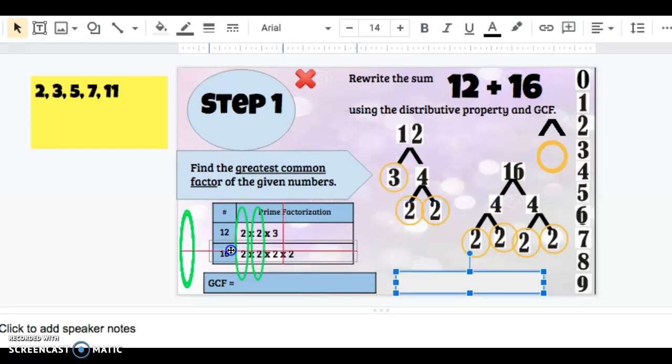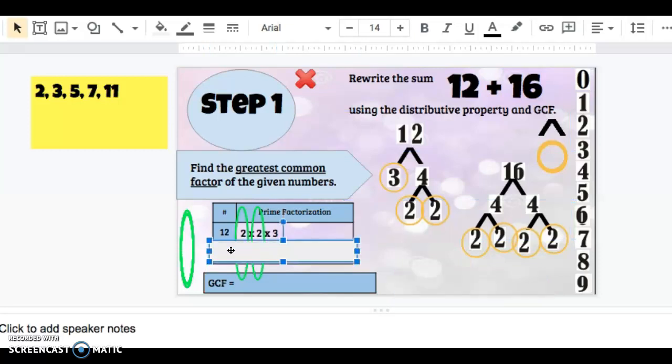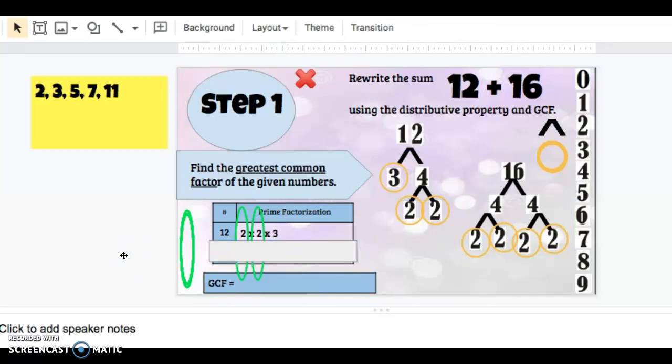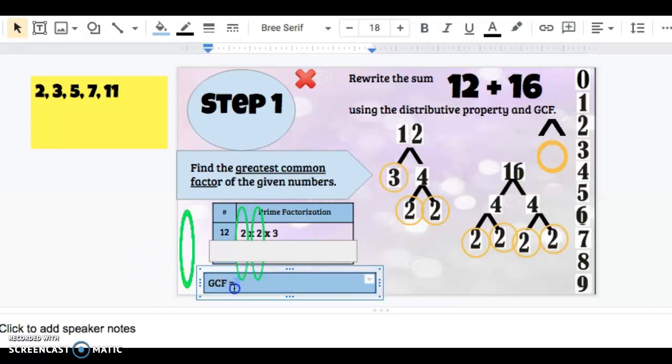Drag my bar over because I don't want to see those anymore. So now I've got to sit here and think, okay, the numbers that I circled are 2 times 2. So 2 times 2 equals 4. So my GCF is 4, and that's very important to remember. We have to remember that because now we're going into step 2. Step 2 is where this 4 is going to come into play. So let's go to step 2.